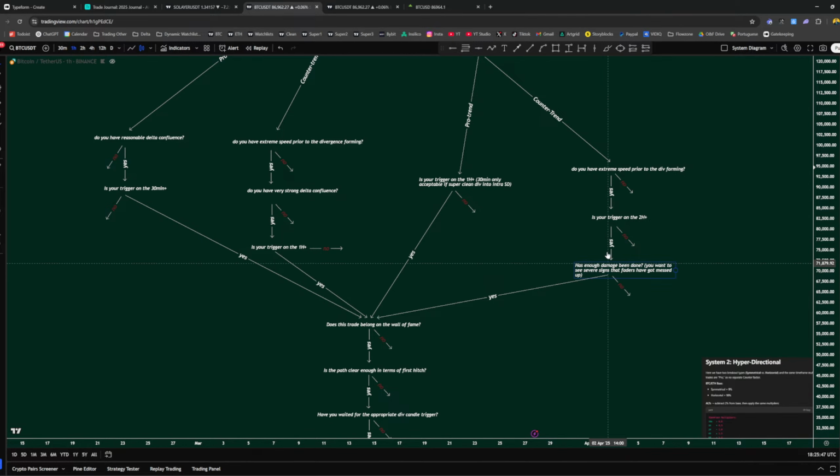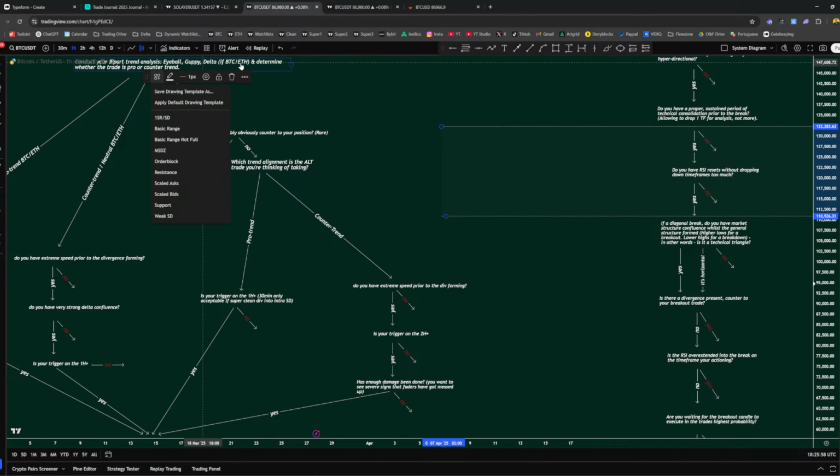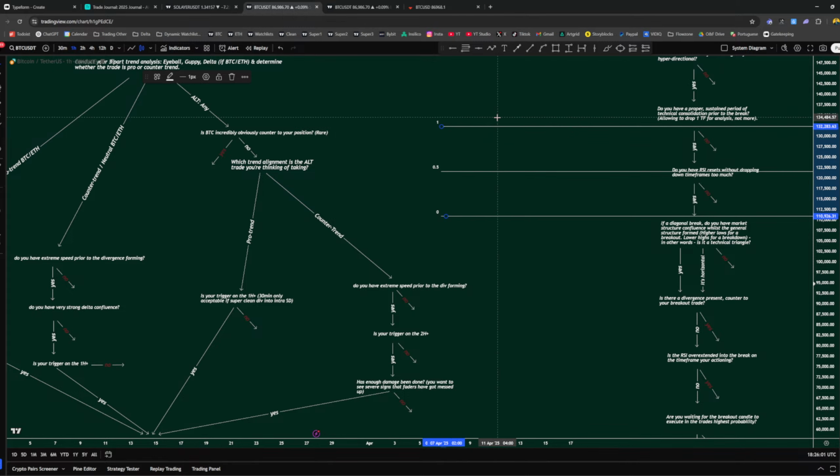So assuming I say yes, has enough damage been done? You want to see severe signs that faders have got messed up, right? What do I mean by this? Let's say here. Right, so if we're taking a reversion trade on a range, let's say we come up here, we start diverging, right? I don't want to see price just tap this level here, this range high, and then drop down here. Okay, that's not what I'm looking for. What I'm looking for is some damage, some proper wickage, right? Something like this, okay? Really mess up everyone that had their stops here, or, you know, something like this.